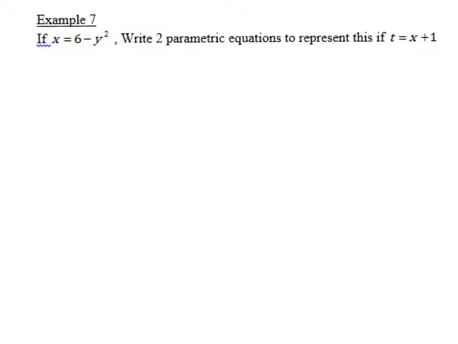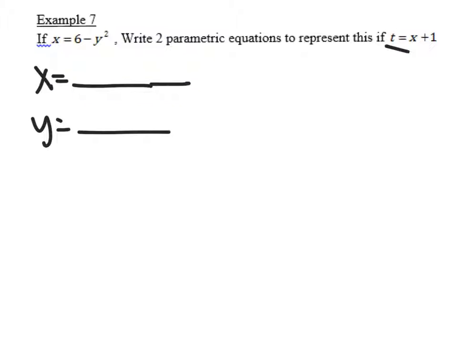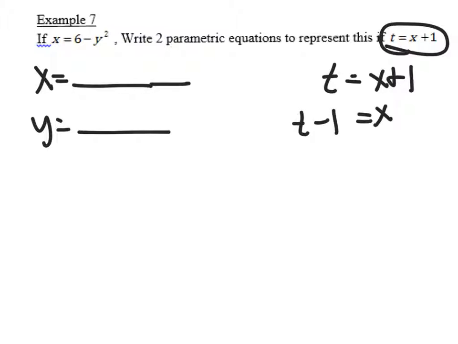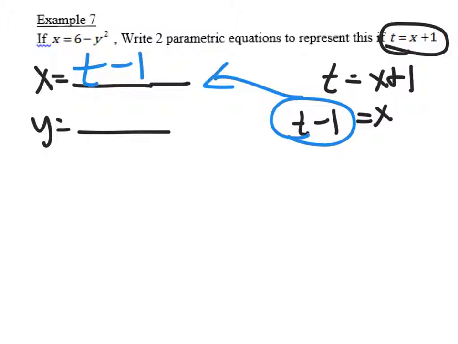Example 7, same thing. I need two equations. I need an x equals equation with a parameter, and I need a y equals. And over here, I'm going to solve t equals x plus 1 for x. So that just goes straight into here, t minus 1. Now I need to find my y equals, which means I need to substitute my t minus 1 into my equation and solve for y.